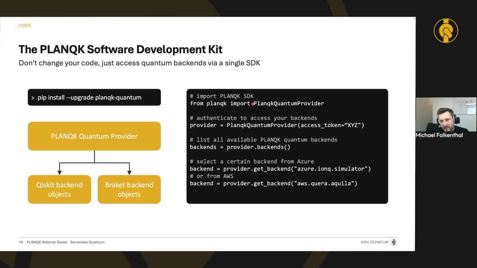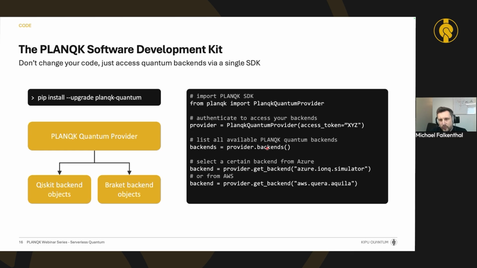And for all of you, as I mentioned, the coding part is for the coders. Of course, you import it here in Python, and then you can easily create a specific provider. And here you can add your access token that can authenticate your code with the Planqk platform. Meaning, with this, you can, with the next command, provider backends, look up to which quantum backends you already have access via the Planqk platform.